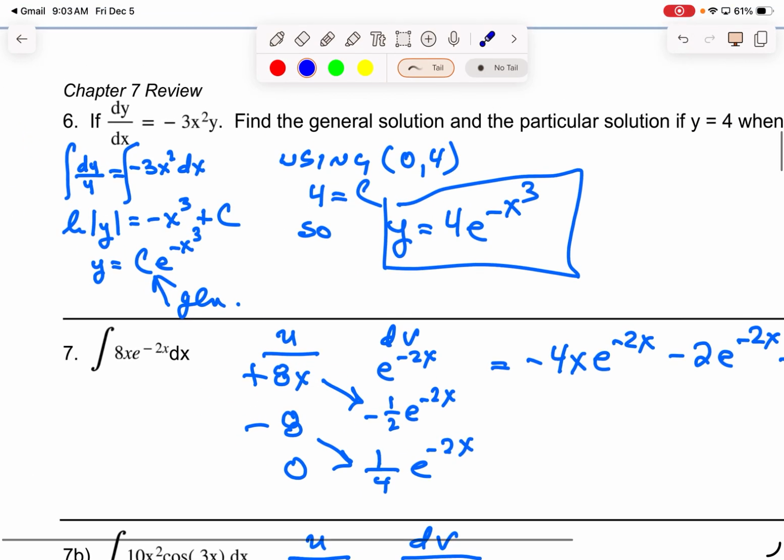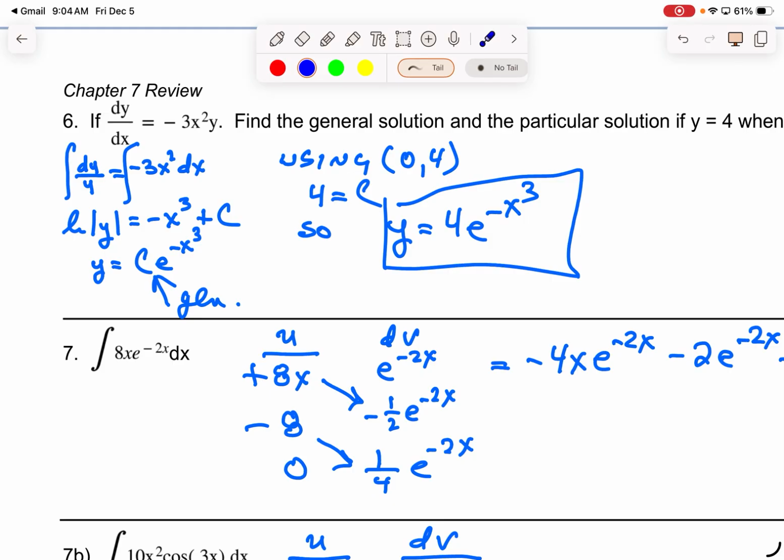It's a product, and we'd need this to have an exponent of 3 on it, right? Okay, doesn't. So we're going to use parts. All right, so what's u going to be? U is going to equal 10x squared. What's dv going to be? Cosine of 3x.